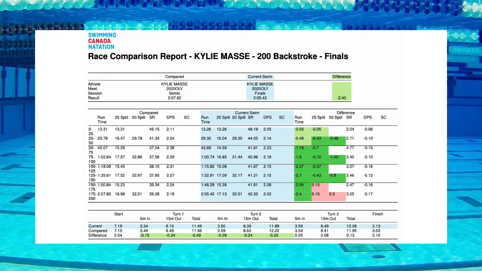In Canada, here's a race comparison report that Swimming Canada created on Kylie Mass in the 200 backstroke at finals, compared to what she did in semis. So in finals, she went 2.4 seconds faster than what she did in semifinals. This is information that I would love to have had for all the athletes for the 200 backstroke for the last 3 Olympics. It's not out there.